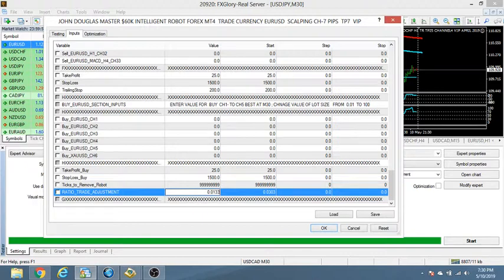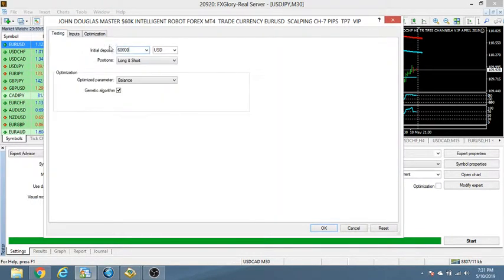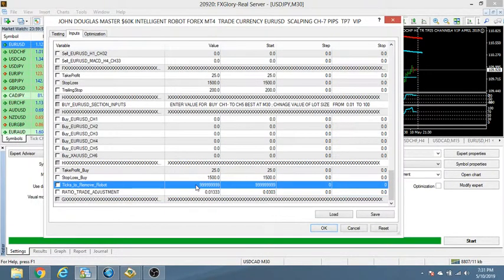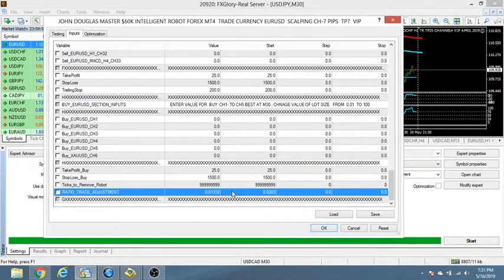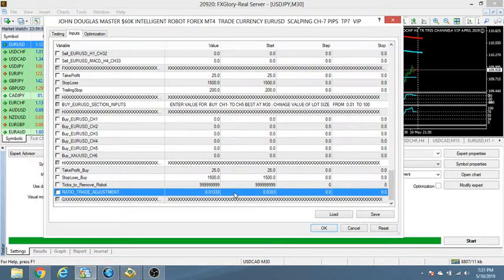0.0133. That equals 0.8, because you take 8, divide it into this number here, then you get a fraction, and then you enter the fraction here. 0.01333 means start at 0.8. That is, you want your robot to start with 0.8, the right value, and then it will increment as you have more money.